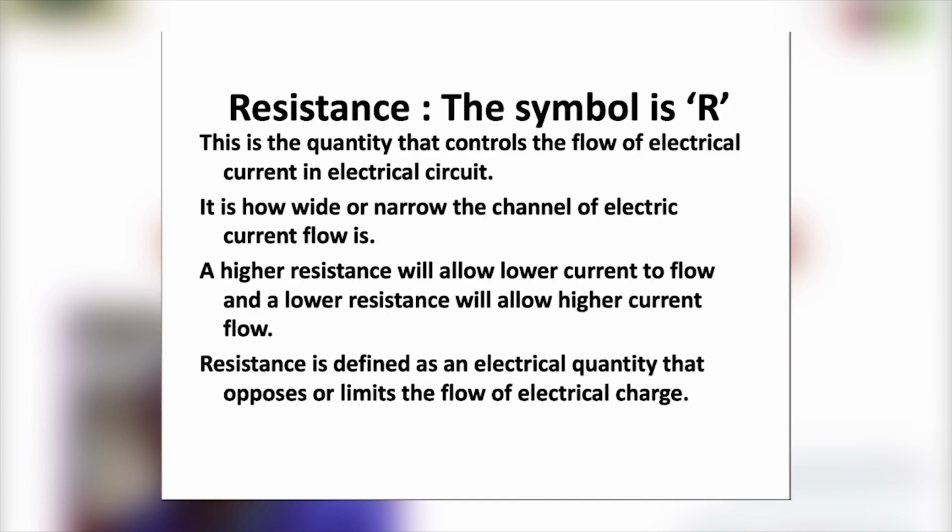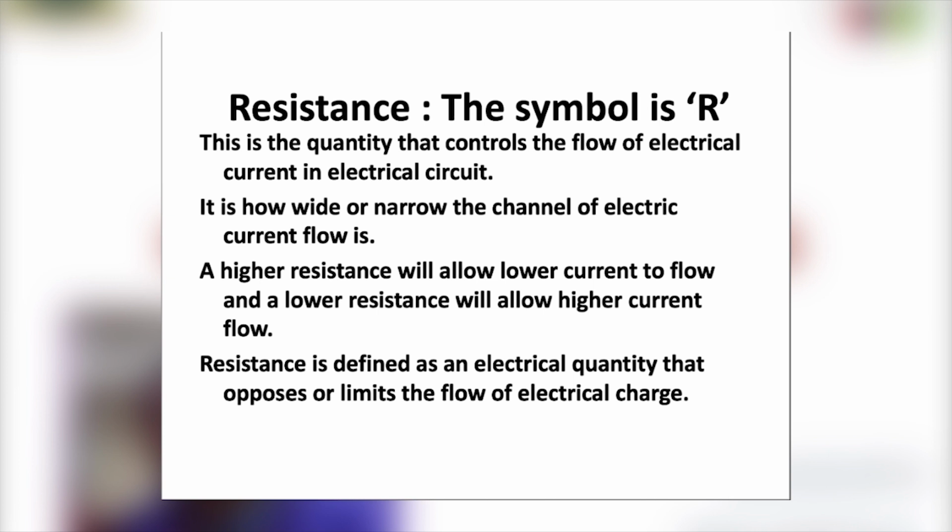And I'm going to be looking at resistance as the last one for this particular episode. Now, the resistance symbol is R. It's a quantity that controls the flow of electric current in an electrical circuit. Now, resistance is how wide or narrow the channel of electric current flow is. So when you talk about resistance, as the resistance increases, the current will reduce. So it means the higher the resistance, the lower the current. And the lower the resistance, the higher will be the current flow.